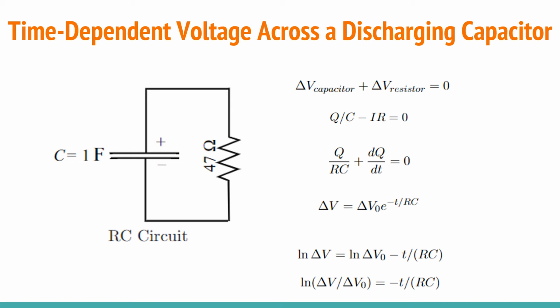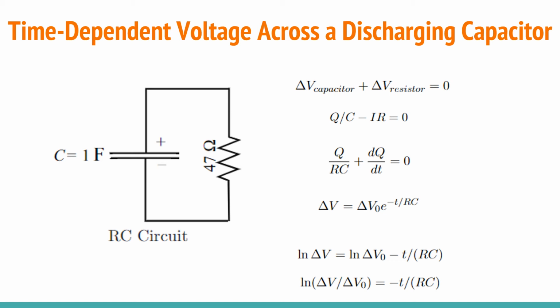value. If we consider a circuit containing only a charged capacitor and a resistor, the conservation of energy equation reads that the sum of the voltages of the capacitor and the resistor is 0. Because the change in V is equal to Q over C, we can write this as Q over C minus I times R equals 0. I is equal to the change of charge flowing over the capacitor with respect to time, so we can rewrite this equation as Q over RC plus dQ over dt equals 0.